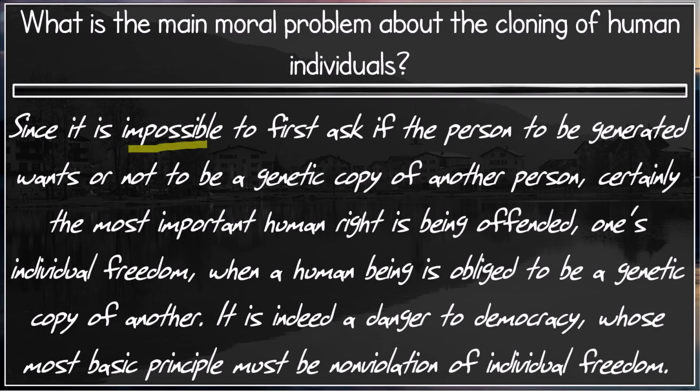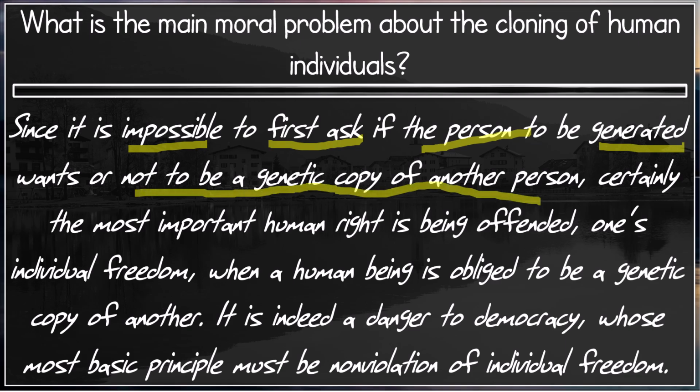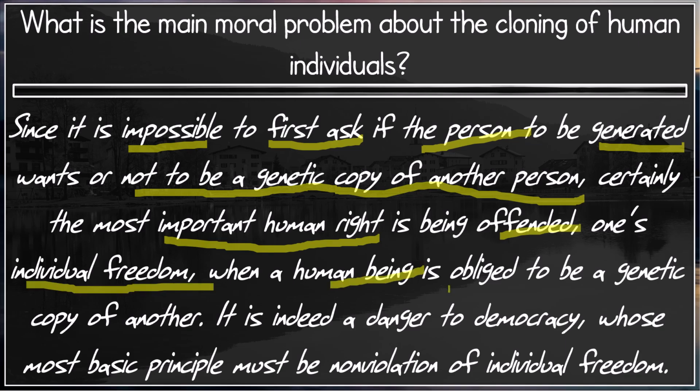Since it is impossible to first ask if the person to be generated wants or not to be generated as a genetic copy of another person, certainly the most important human rights are being offended. One is individual freedom. When a human being is obliged to be a genetic copy of another, it is indeed a danger to democracy, whose most basic principle must be non-violation of individual freedom.